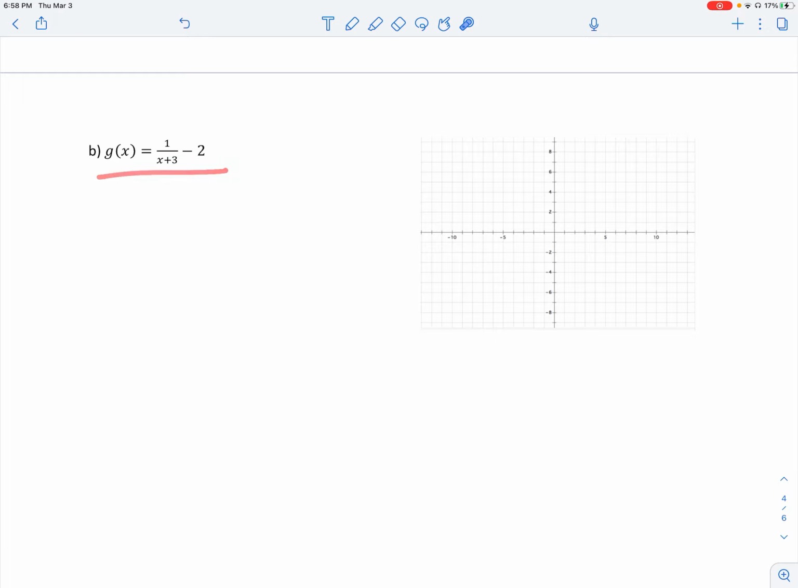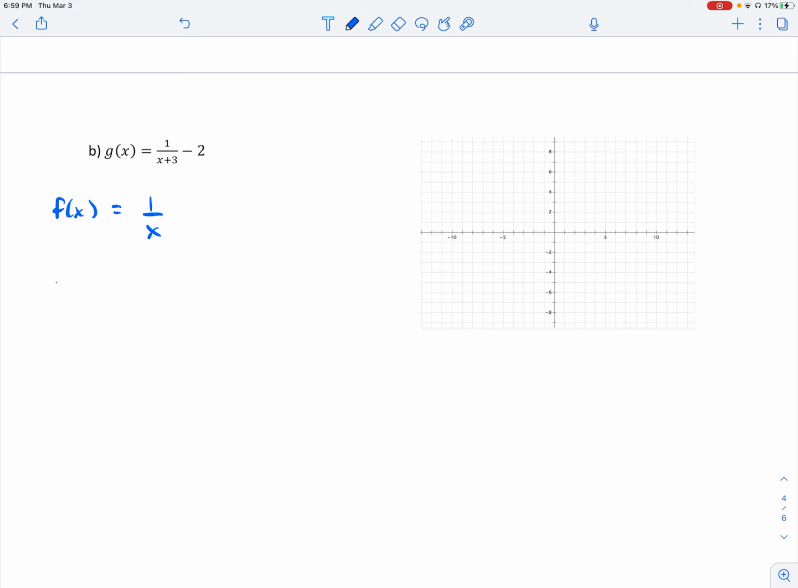So here we have g of x equal to 1 over x plus 3 minus 2. I can see from this that my base function for f needs to be 1 over x. So what this means is that g of x is equal to 1 over x plus 3 minus 2. It just means that it's taking this base function 1 over x, and there's some transformations happening to it in order to get what we have up here. Let's try to write those out.